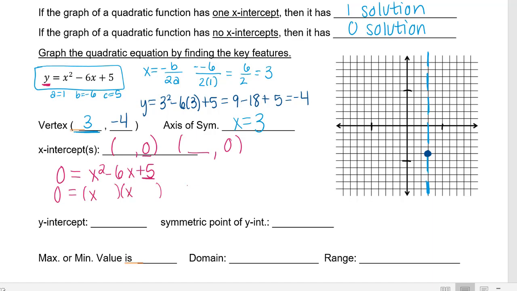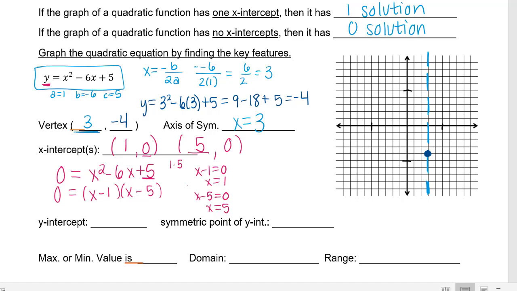X goes in the first spot in both those parentheses. Two numbers that multiply to 5 are 1 and 5, right? And we need to get to that -6. So we'll do -1, -5, and then set both equal to 0 to solve. We get x is equal to 1 and x is equal to 5. That's when our y is 0. So our two solutions, those x-intercepts, those roots, those zeros, are (1, 0) and (5, 0).